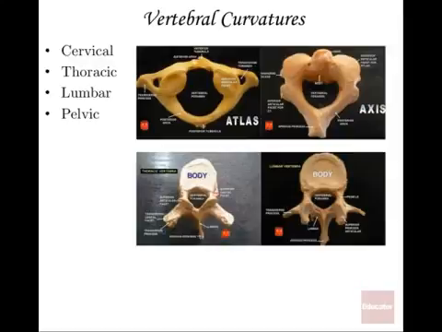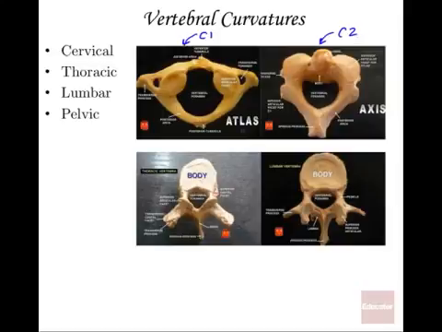That's why they have that separation. But I wanted to show you atlas and axis. Atlas is also known as C1, and this is also known as C2. So they're the top 2 or most superior parts of the cervical vertebrae.